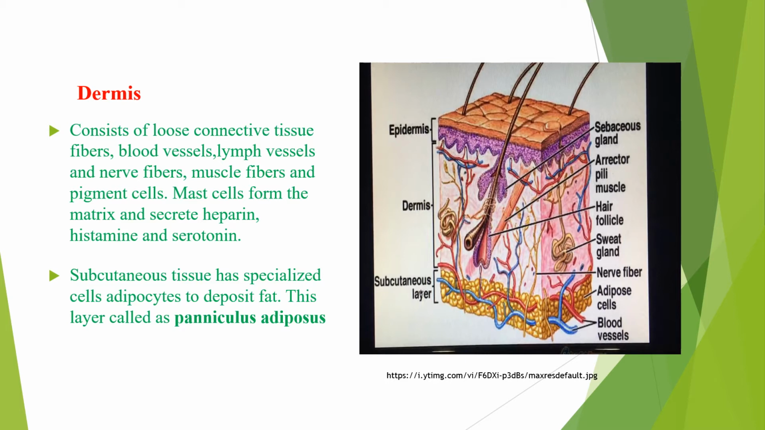In this diagram, you can see the upper epidermis, next is the dermis, and below the epidermis and dermis is the subcutaneous layer, which has specialized cells called adipocytes, and they deposit fat in them. And this layer is also called paniculus adiposus.